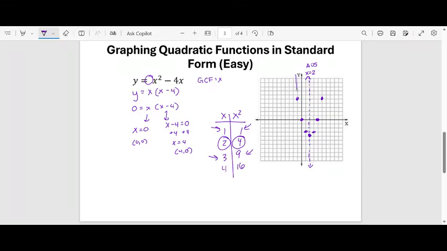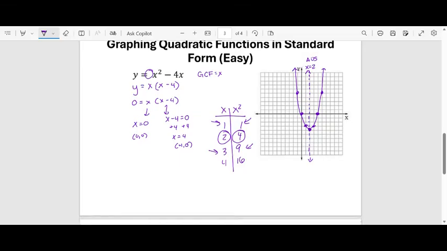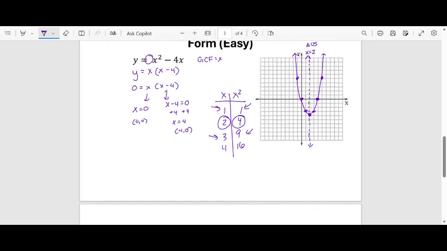Don't forget at the end to always remember to draw in your lines and arrows because these graphs do go on forever in the vertical direction. All right, let's try one more. It's going to be similar to this one.